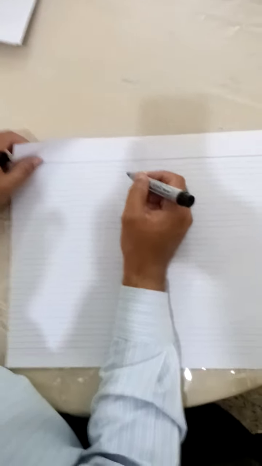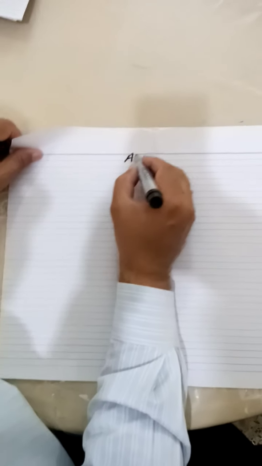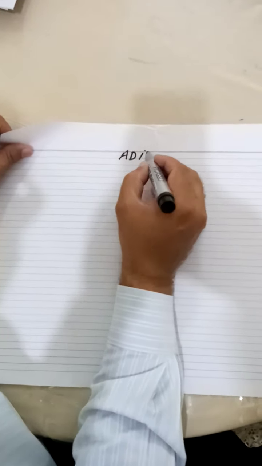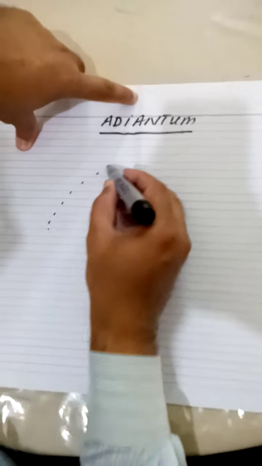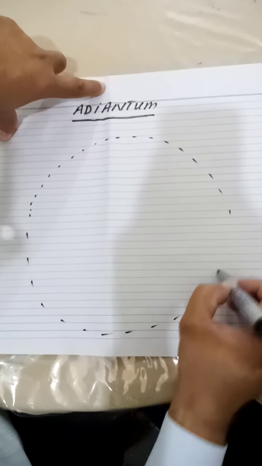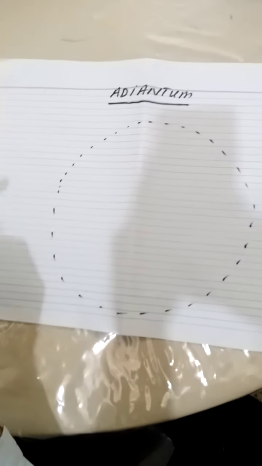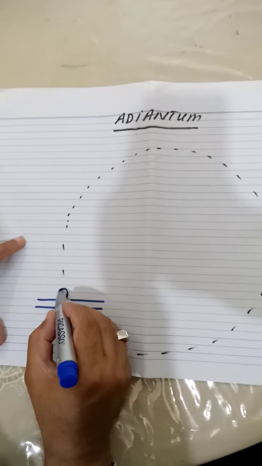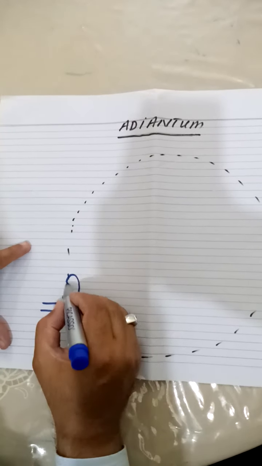The most important topic of this chapter is Adiantum, whose wording is so difficult in the book, but it is not difficult. Just focus and draw a life cycle like this one. It is an outline. We start from here. That is the first part, like this one.